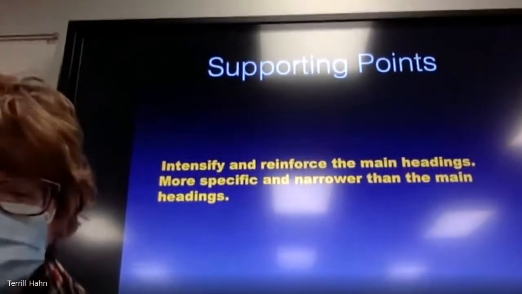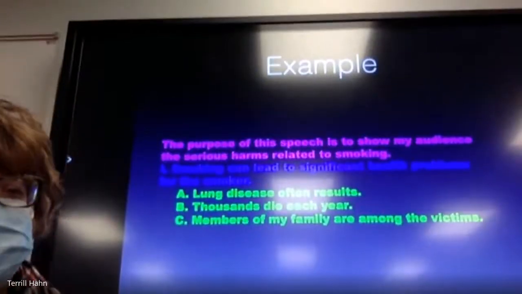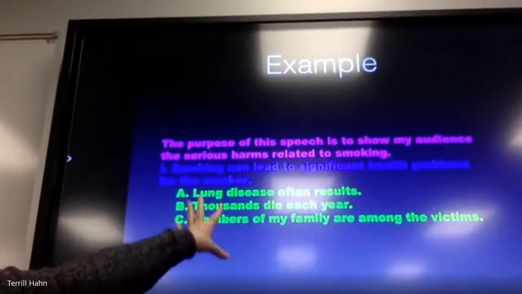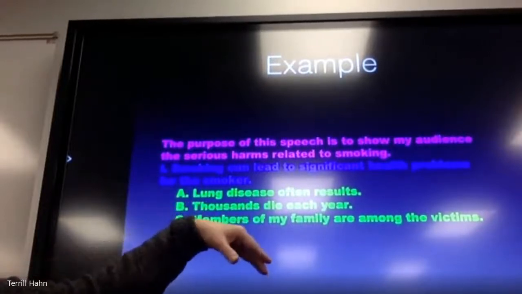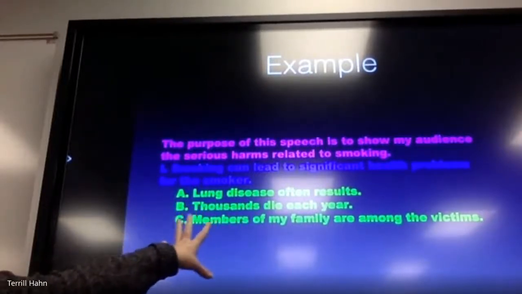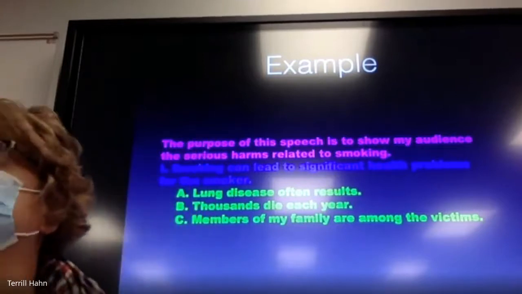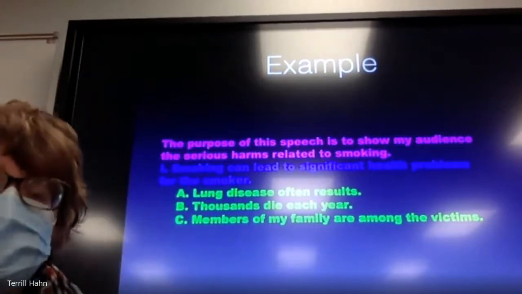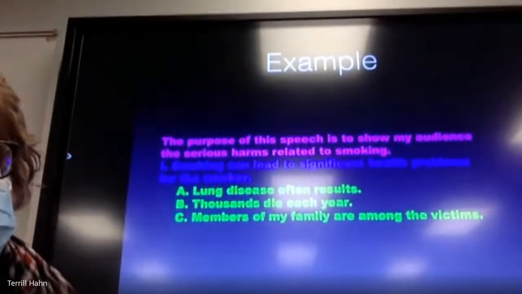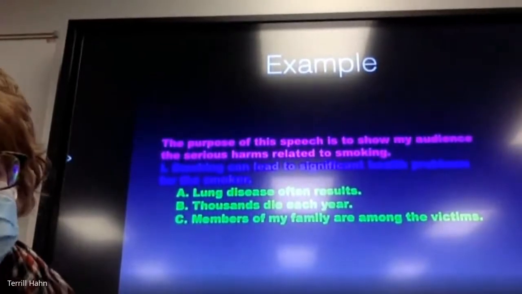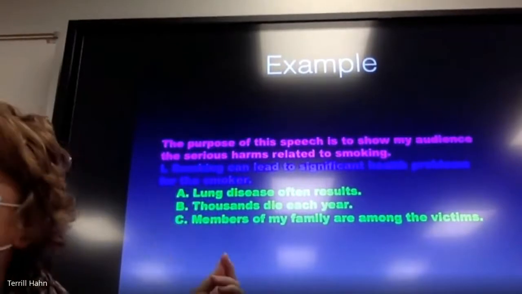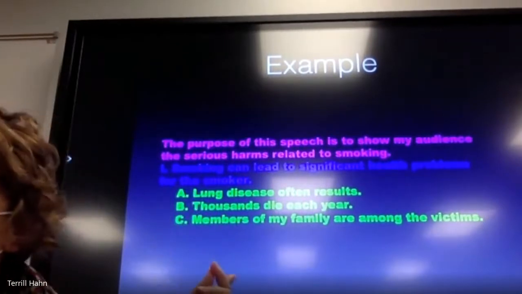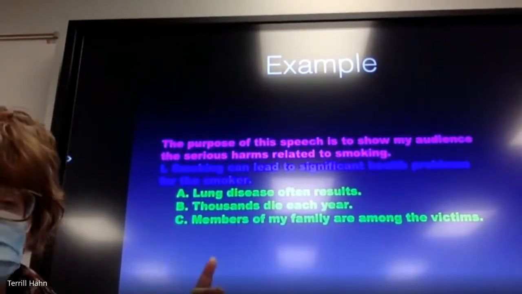Okay, so we're ready for the example? Here it is. So we're going back to the smoking speech, and we're going to look at the first main point, that it can lead to significant health problems for the smoker. So we've got 3 supporting points under here. We're going to say that lung disease often results, that thousands die each year, and members of my family are among the victims. And we use capital letters, capital A, capital B, capital C. That's what we do for the supporting points.